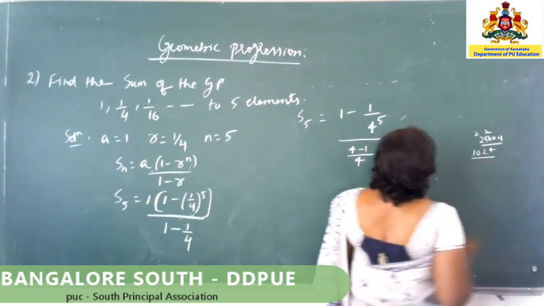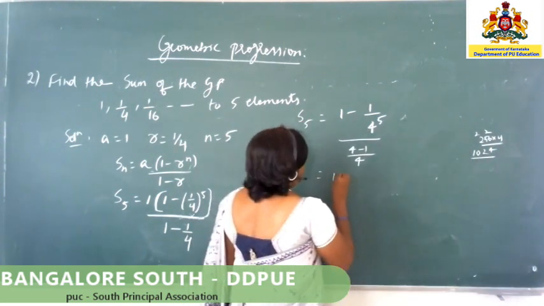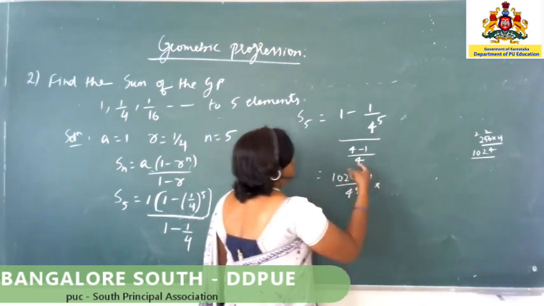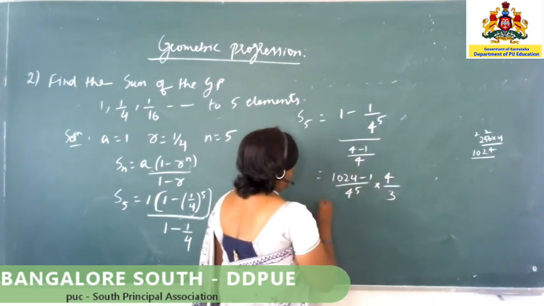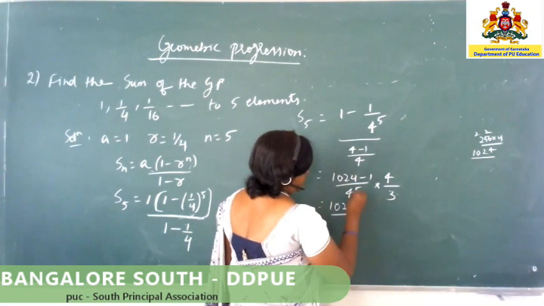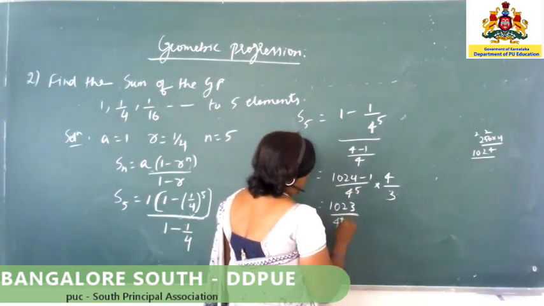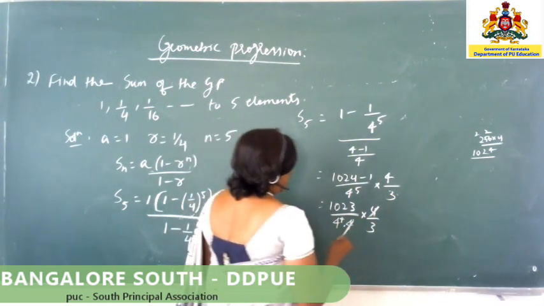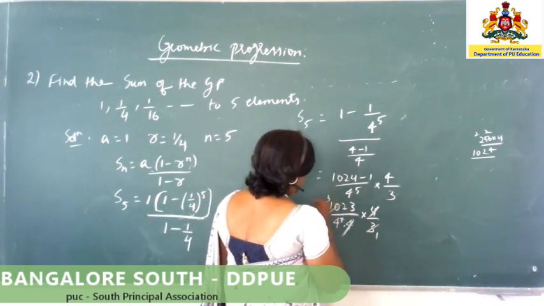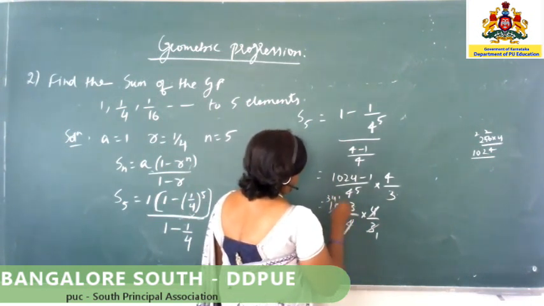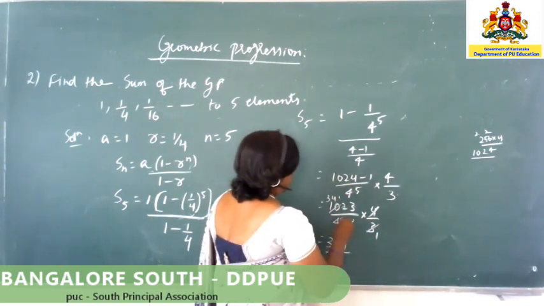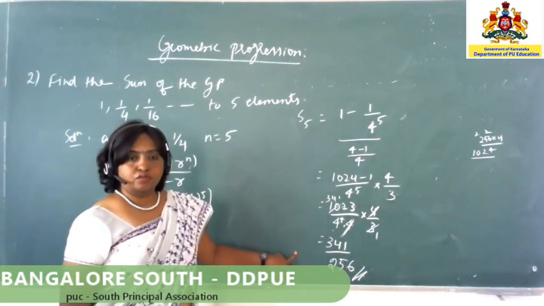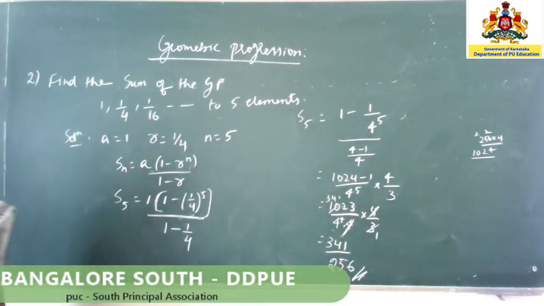1024. So this is equal to 1024 minus 1 divided by 4 to the power of 5, into 4 divided by 3. So 1023 divided by, so 4 to the power of 5, 4 to the power of 4 into 4. So 4 and 4 will get cancelled. So here 3 into 341, 1023. So 341 divided by 4 to the power of 4 is 256. Answer is 341 divided by 256. Yes, make a note.